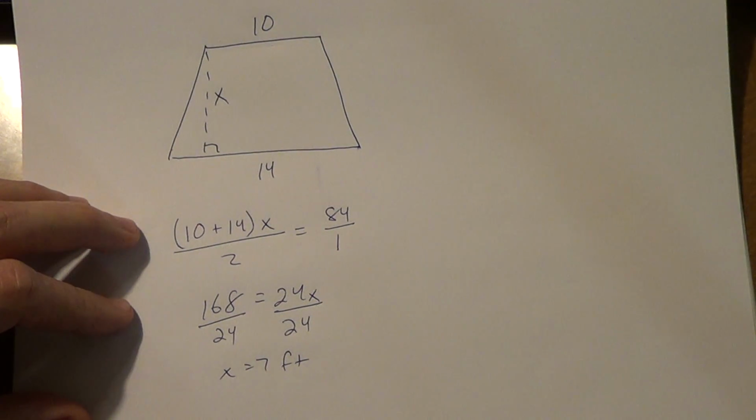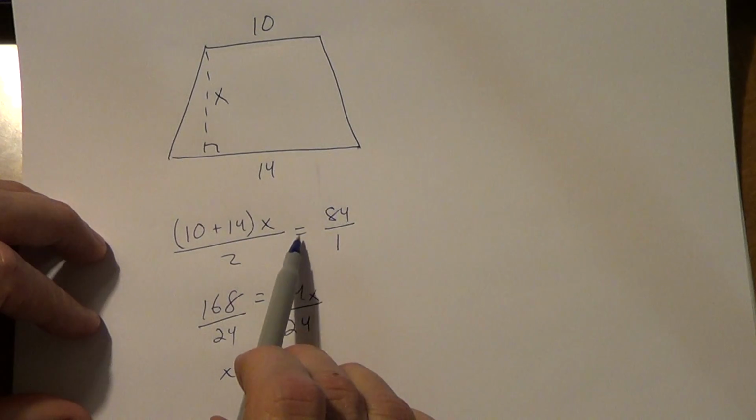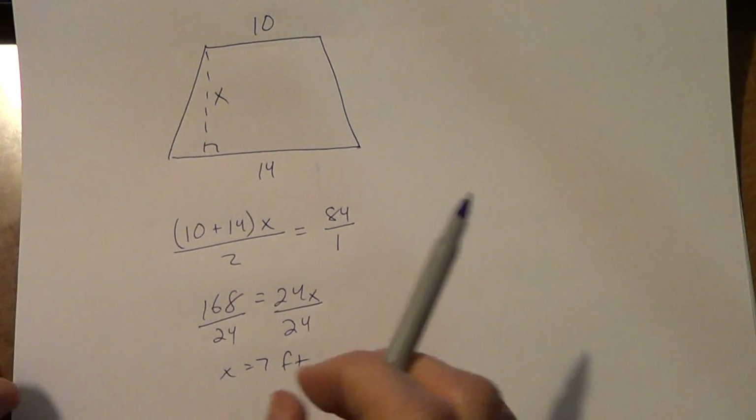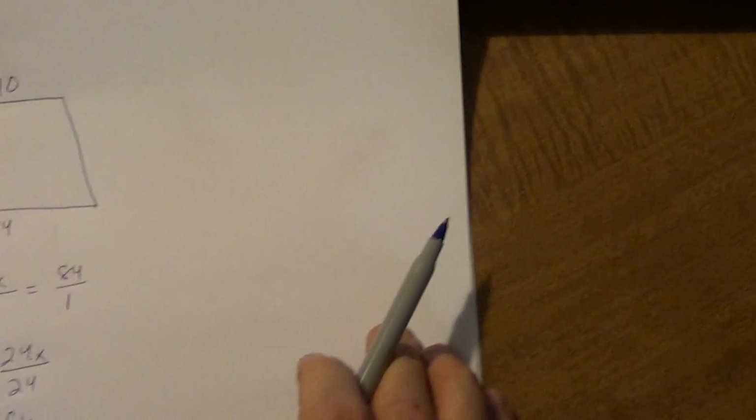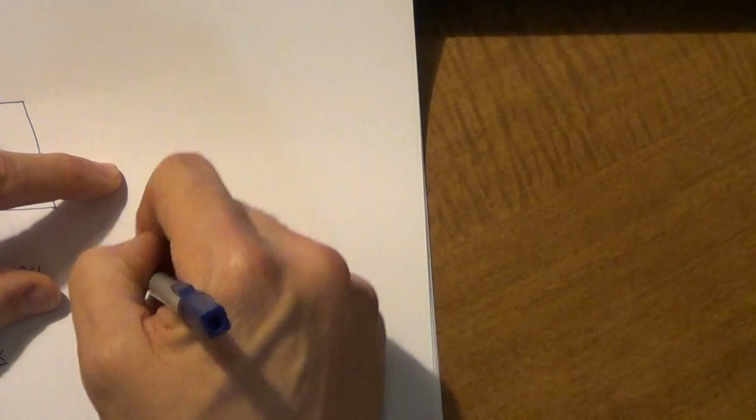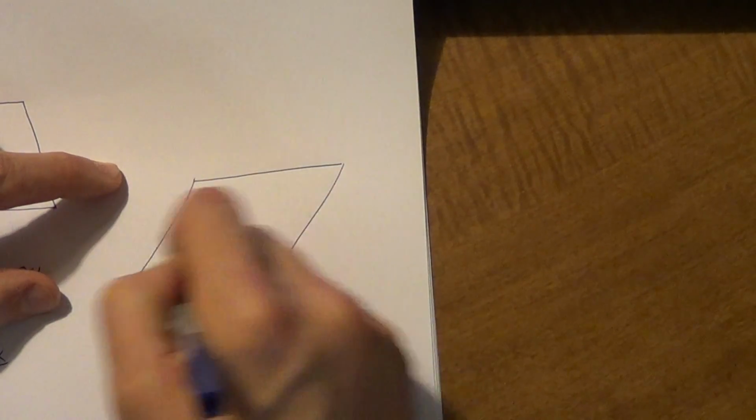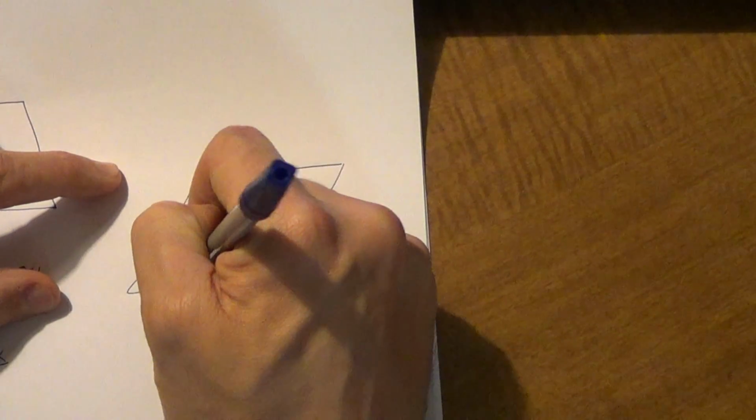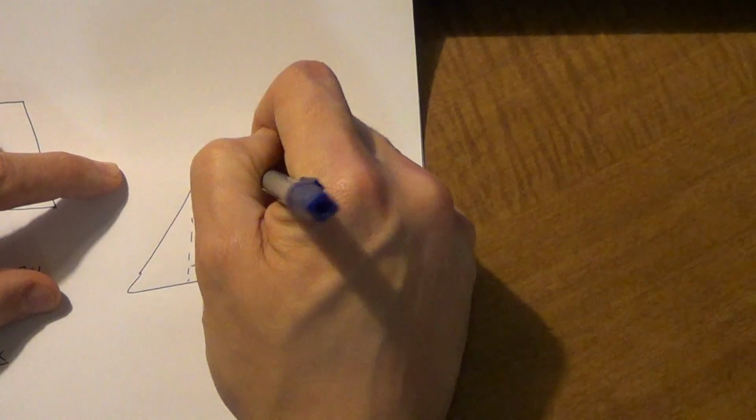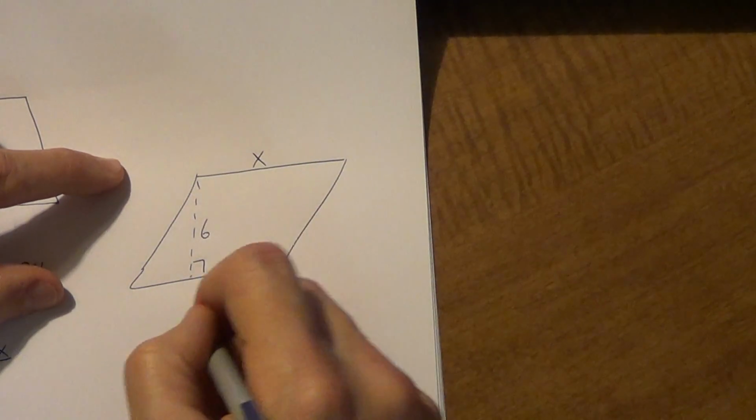Okay? So all you're doing is setting up your formula, equals the answer, solve, do some kind of algebra. Okay, let's look at this one. The parallelogram is a really easy one. Okay, so I got this. I told you that this was 6 and this was x, and the area was 54.